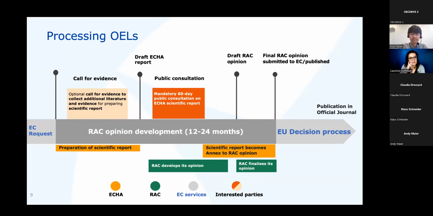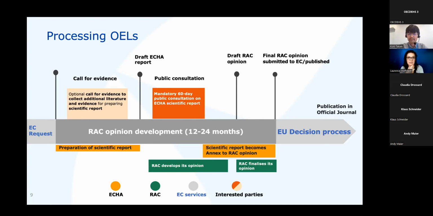So after the request, step one from the previous graphs, ECHA usually develops the RAC opinion within 12 to 14 months, and it has several steps. First, we start by collecting information, both internally, but also making a call for evidence to collect any additional literature or other evidence. And both these sources support us to prepare our ECHA draft scientific report. Once the first draft is ready, we launch a public consultation for 60 days.